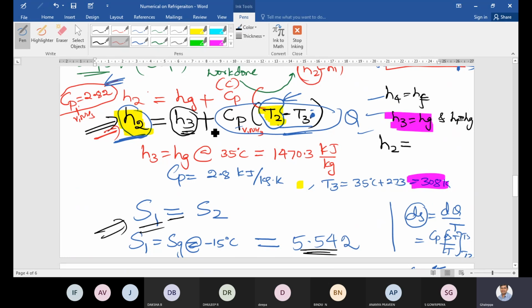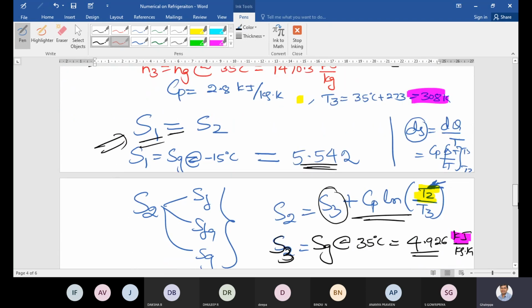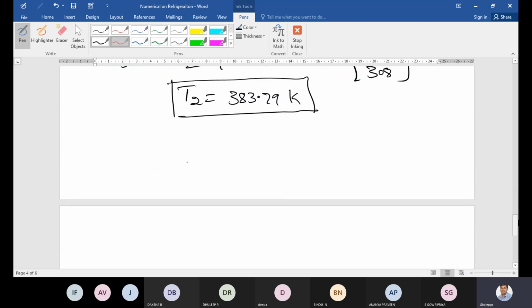So this T2 temperature you substitute in the enthalpy equation for H2. Where is H2? Look, here it is. In this equation, you substitute. Take this as equation number 2, equation number 3, like that, for your reference purpose. So H2 is equal to, someone will help me write the formula. H2 is equal to H3 plus Cp ln of T2 minus T3.